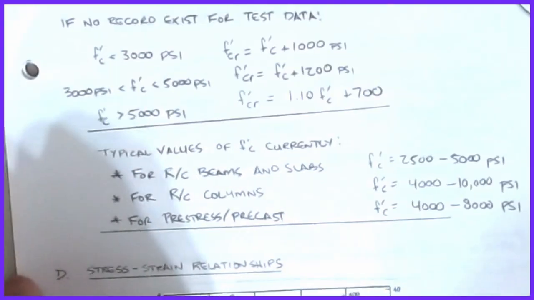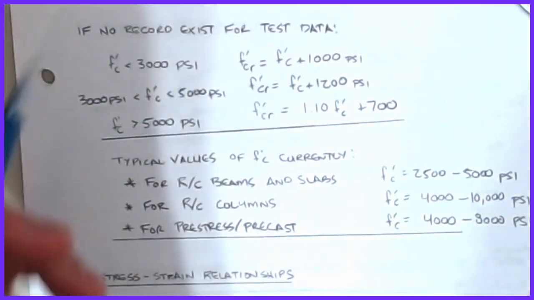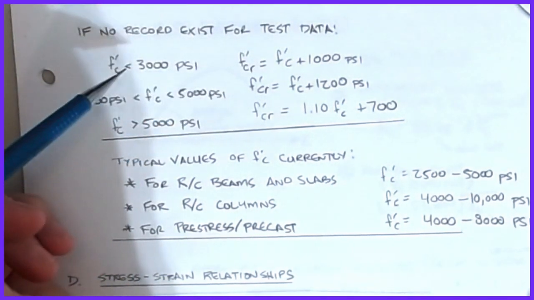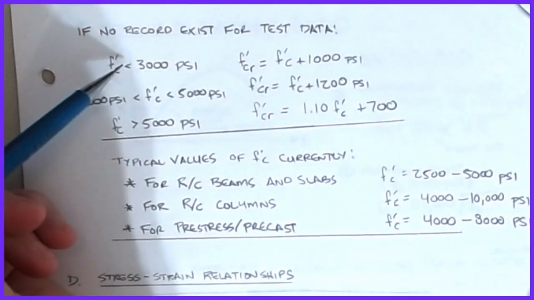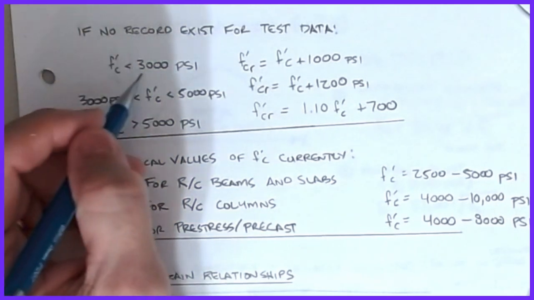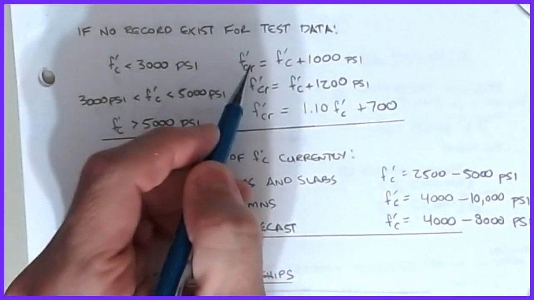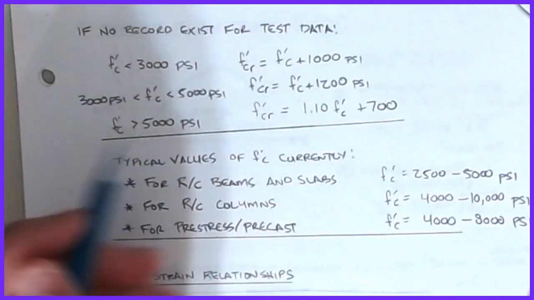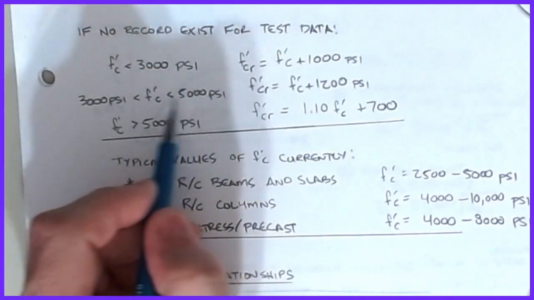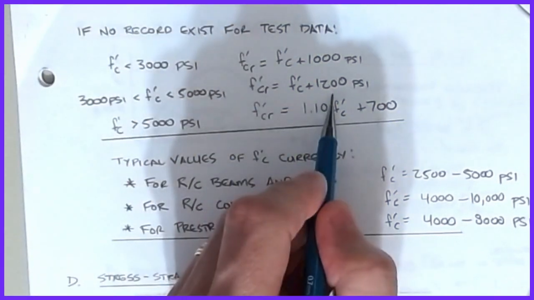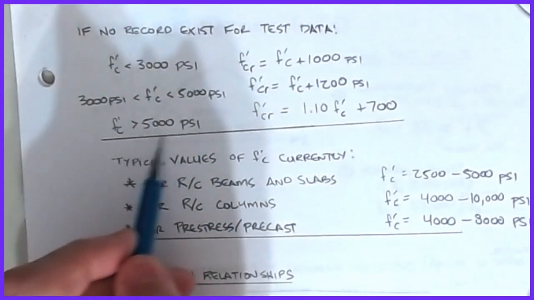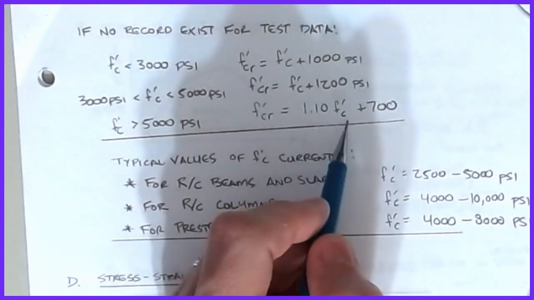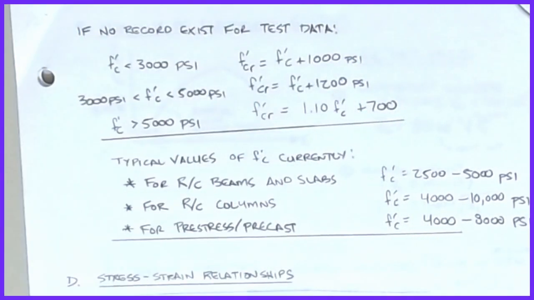Now, if you don't have any records for the test data, then you have to modify your formula. If I don't know what my standard deviation is for the mix, and f'c is less than 3,000, then you're going to take f'cr as f'c plus 1,000 psi. If f'c is between 3,000 and 5,000, I'm going to add 1,200. And if I'm over 5,000 psi, then I'm going to add 700 and increase f'c by 10%, or a 1.1 factor.